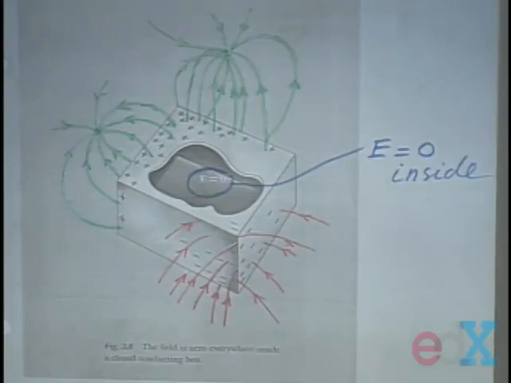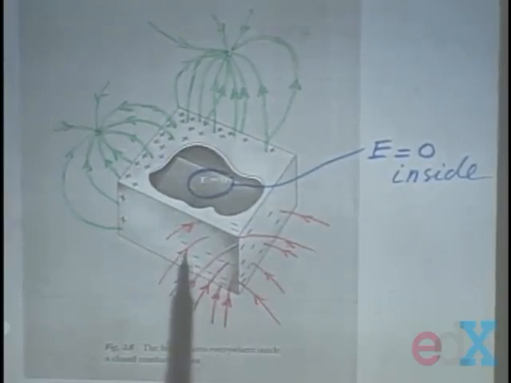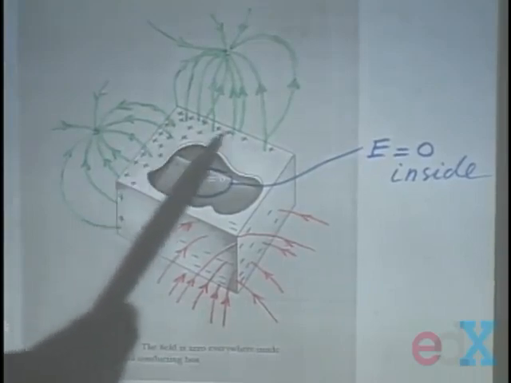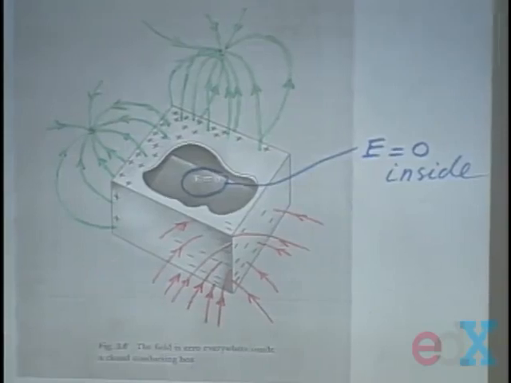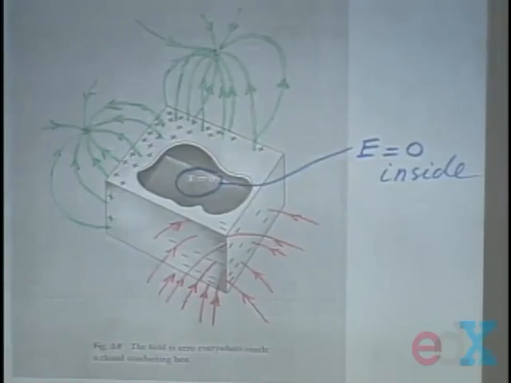There is clear polarization. The box itself is neutral. I started with a neutral box. But because of this electric field, I get polarization. I end up with negative charge on the box here, only on the outside. Positive charge on the box here, only on the outside. Inside, electric field is zero. No charge anywhere inside.